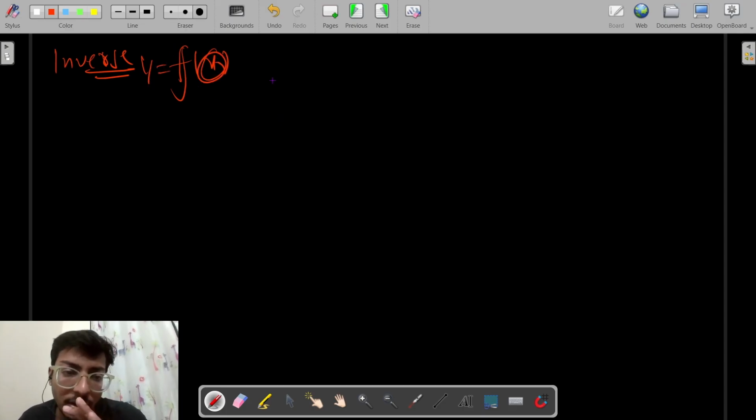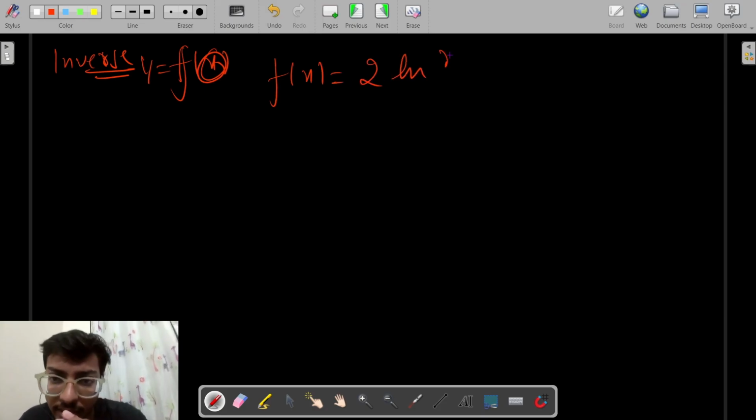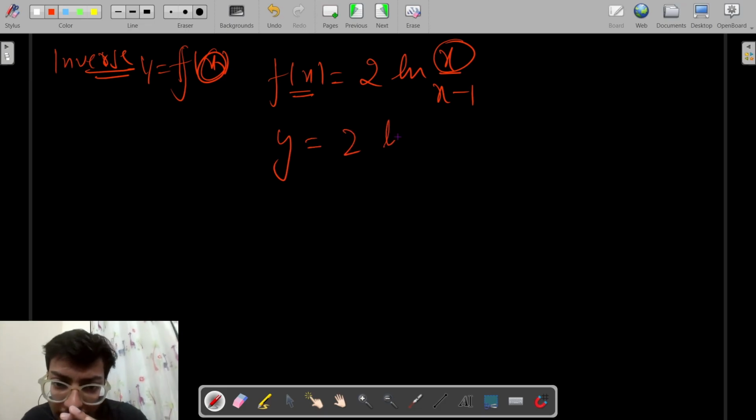The next step is to find the inverse of the function. To find the inverse, if your function is given as y equal to a function of x, you need to find the value of x. What I'm saying is, you have f(x) equals 2 ln(x upon x minus 1). You need to find the value of this x, and how will you find it? Look, this f(x) is nothing but y equals 2 ln(x upon x minus 1).